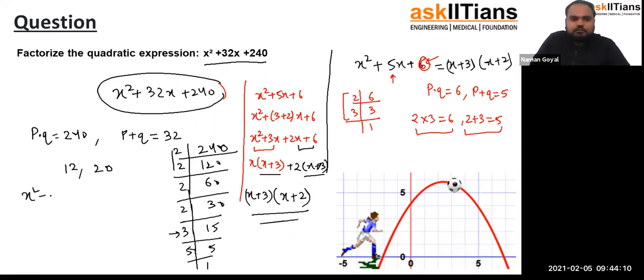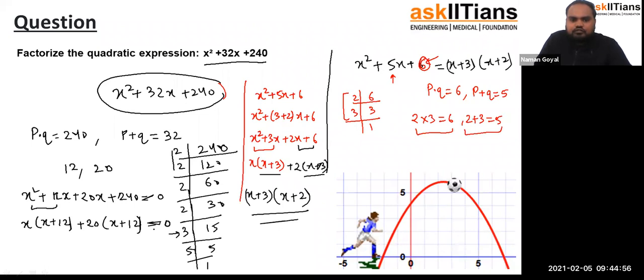So in place of 32x, we can write 12x plus 20x. This becomes x square plus 12x plus 20x plus 240 equals 0. Now we can take x common from the first two, it gives x plus 12. If I take 20 common from the last two, we get x plus 12 again. Now x plus 12 is common, so we take x plus 12 common, and we get x plus 20, right?